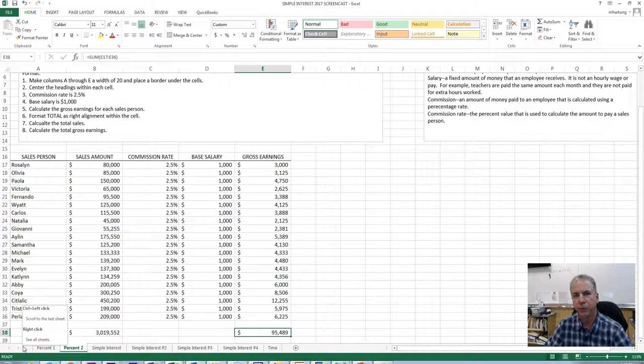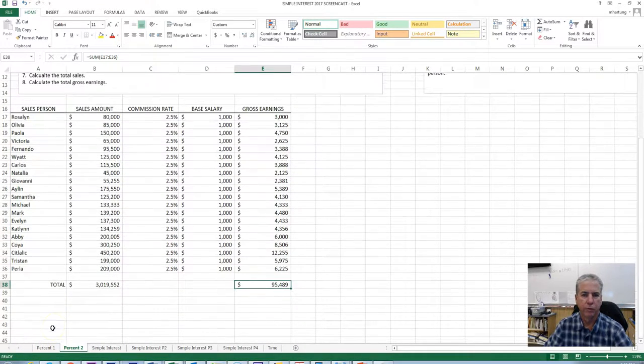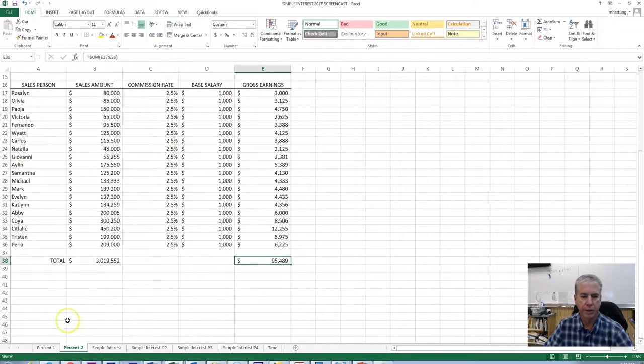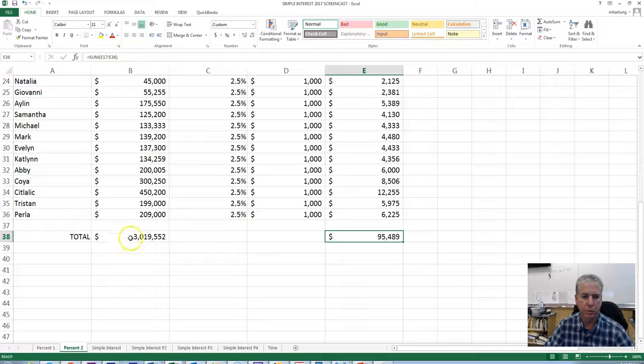Well, now that we've completed percent assignment 2, your final worksheet should look like this. And your totals, $3,019,552. And our total payroll total, $95,489. So make sure you have those correct. If not, take a look at it, see what changes you need to make, or ask for help.